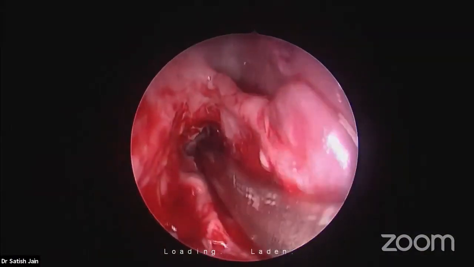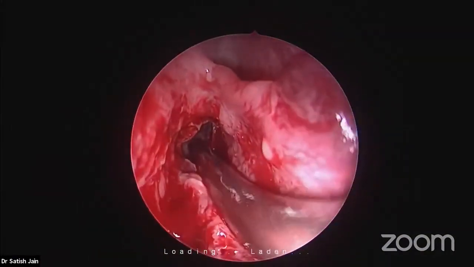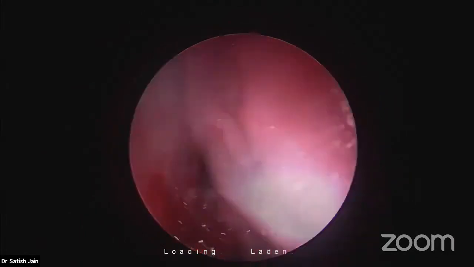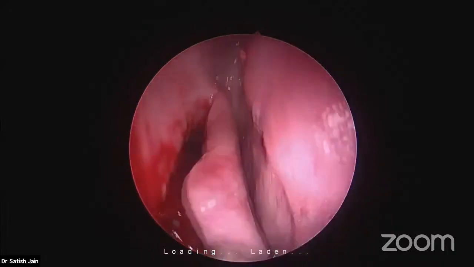This is articulated punch. For residents' sake also, if you could say how suprabullar recess can be differentiated from a frontal recess, yes. Definitely, I will show you now.